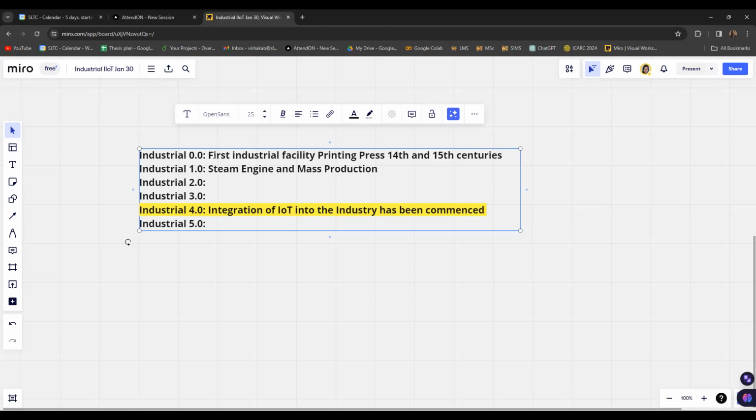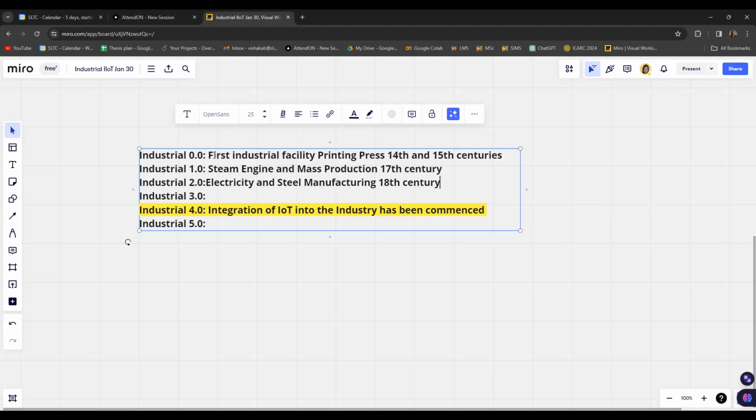So in Industry 1.0, the steam engine and mass production happened, and it happened in the 17th century. After that, we have Industry 2.0, where electricity and steel manufacturing commenced. This happened in about the 18th and up to about the 19th century. So we'll say this was initiated in the 18th century, basically with the usage of electricity.